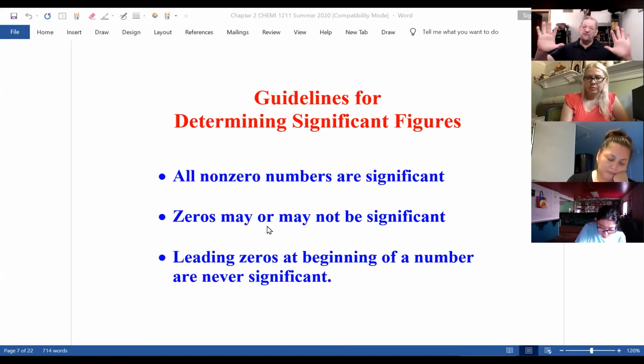Now remember, it will take a little while, but after you practice this, and it's in chapter 2, practice problems to practice this, you'll get it. And plus we'll do it in class today and also next week, practice it.